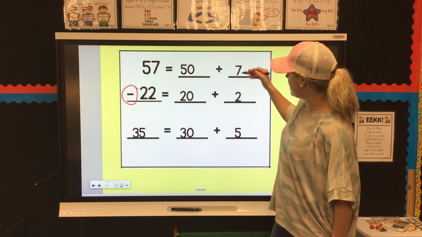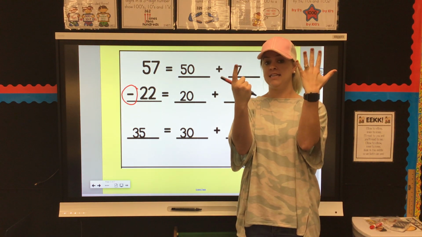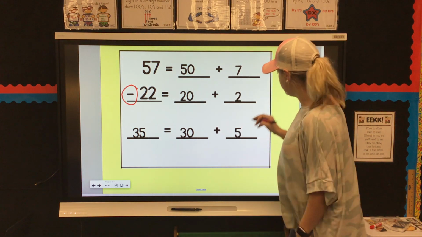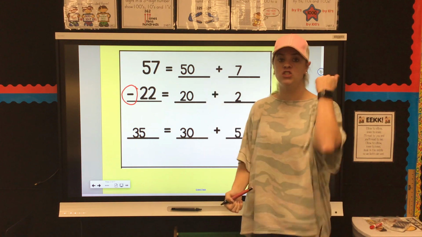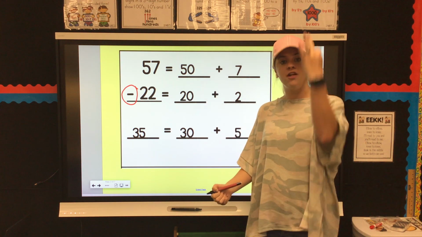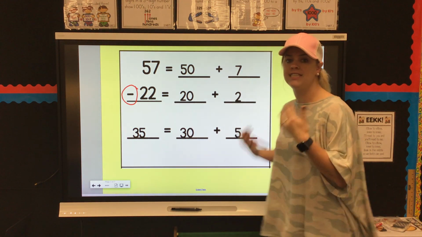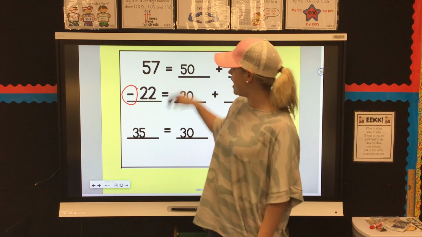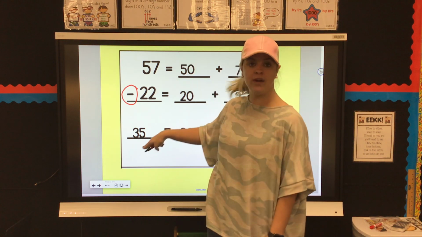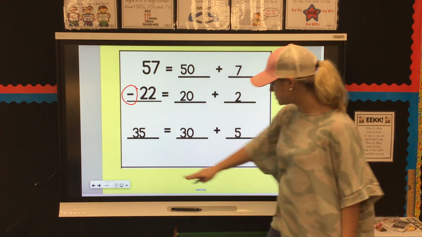So I would say 7 minus 2. 7, 6, 5. So 7 minus 2 equals 5. And then 50 minus 20. 50, 40, 30 equals 30. And then all I have to do is think to myself, okay, what is 30 plus 5? That is 35. So 57 minus 22 equals 35. All right, let's try some.